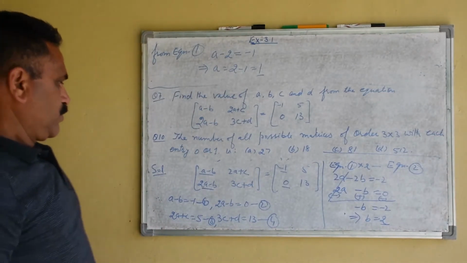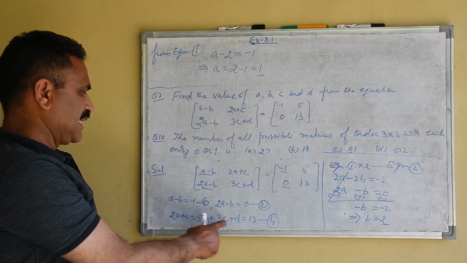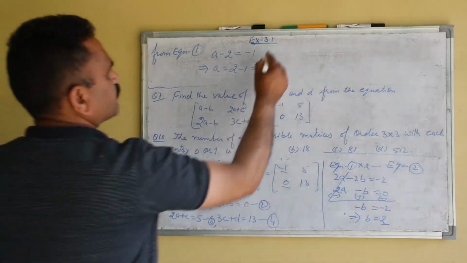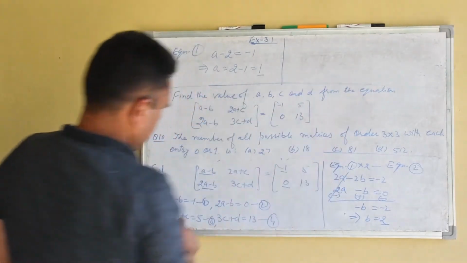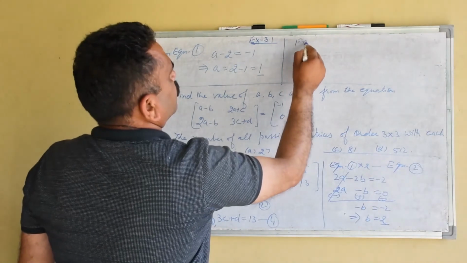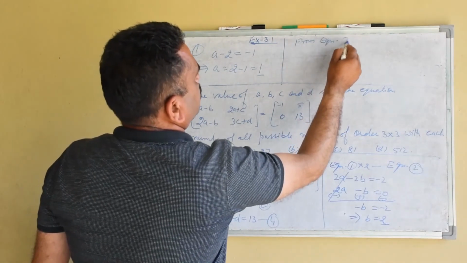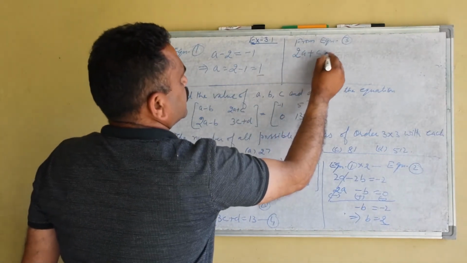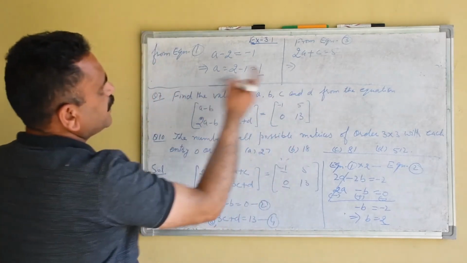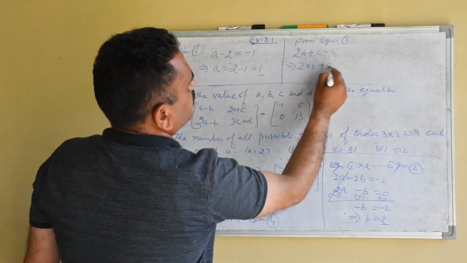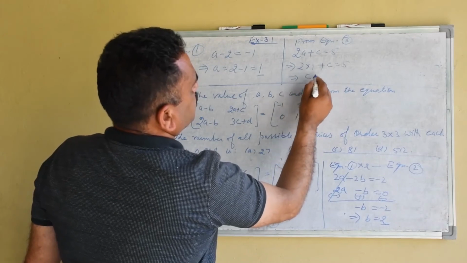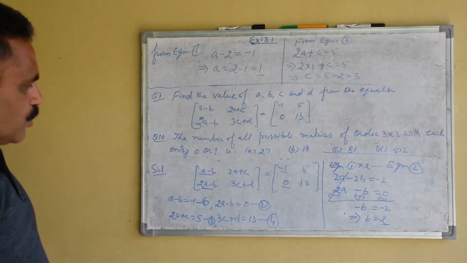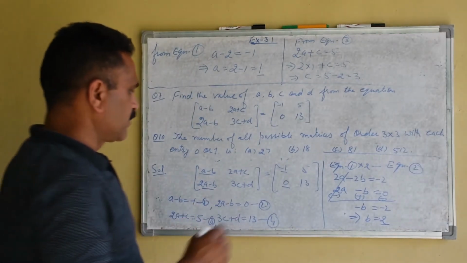Now we are required to find the values of c and d. We can get them easily from equation 3. From equation 3, 2a plus c is equal to 5. This implies, with a equal to 1, 2 into 1 plus c is equal to 5. This implies c is equal to 5 minus 2, which is 3. Now we know the value of c. We can get the value of d from equation number 4.